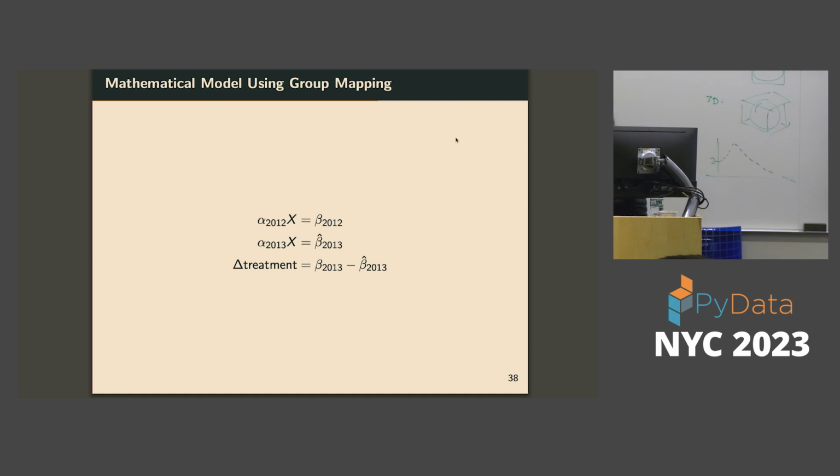Cool. All right, so we've talked about these alpha matrices and beta matrices in the abstract. So let's go fill out some data.